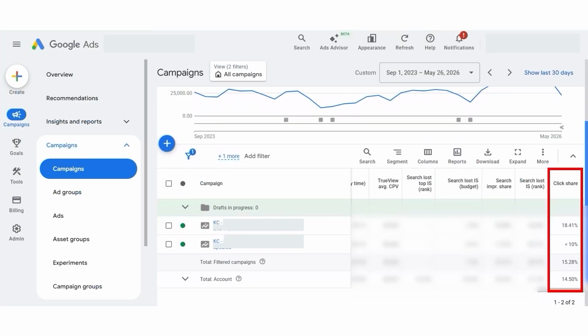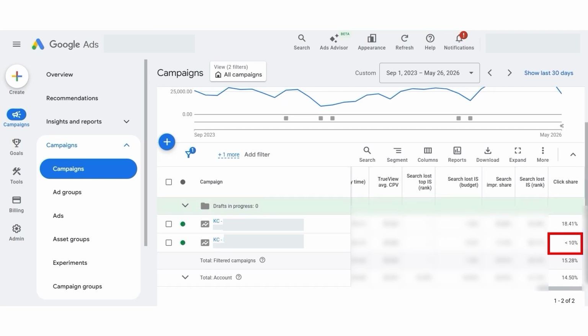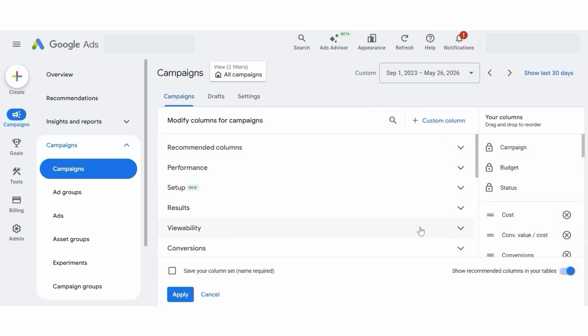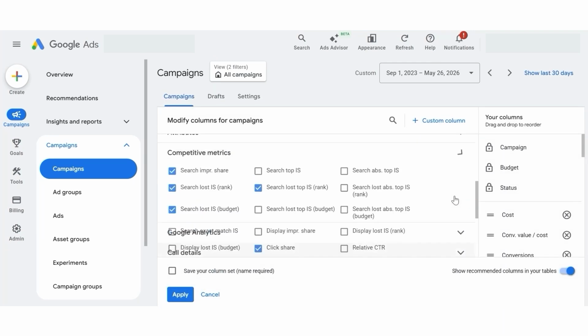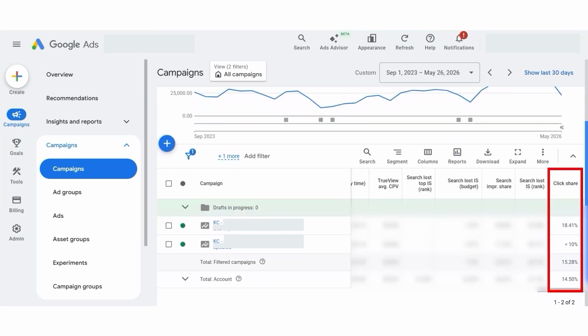And lastly, click share. This is the percentage of people who click your ad when it's shown. So if it's 10%, that means every 1 out of 10 people who saw your ad clicked on it. We recommend keeping an eye on this weekly, maybe even bi-weekly, especially after you've made changes to your bidding or your product feed. You'll find it under competitive metrics in your campaign columns. So the key rule here is you want this number going up, not down. The higher it is, the more people are choosing your ad over everybody else's.